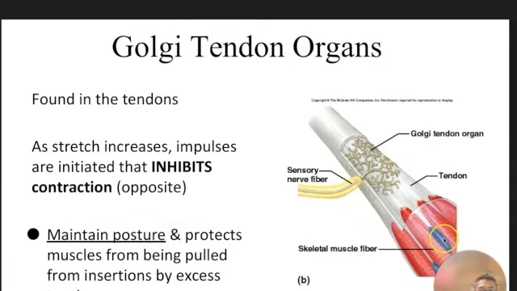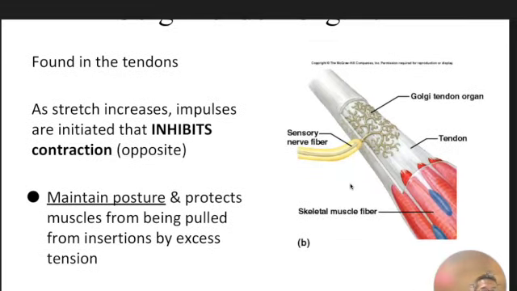You have something at the end called the Golgi tendon organ. Golgi tendon organ. It is a stretch receptor here, okay, that prevents you from lifting too much, inhibiting tearing. Okay. It helps maintain posture and protect muscle from being pulled from insertion by excessive tension. Okay, so Golgi tendon organ inhibits muscle from tearing.